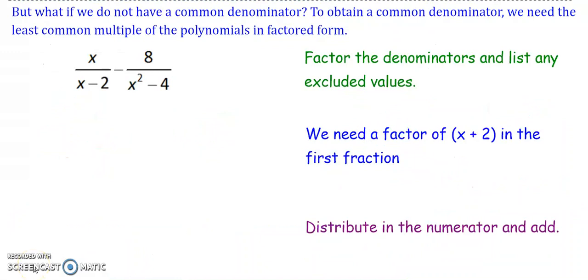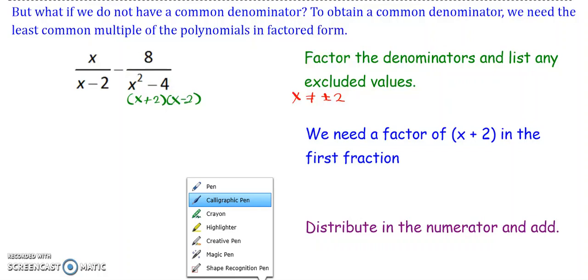So let's look at what happens when we don't have a common denominator. It says to obtain a common denominator, we need the least common multiple of the polynomials in factored form. So let's check this out. Look at x squared minus 4. We can factor that into x plus 2 and x minus 2. Now it says list any excluded values, so we can tell that x cannot be plus or minus 2 by looking at all of our denominators together.